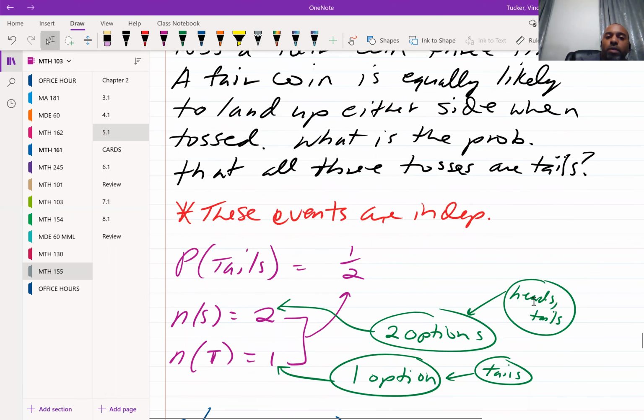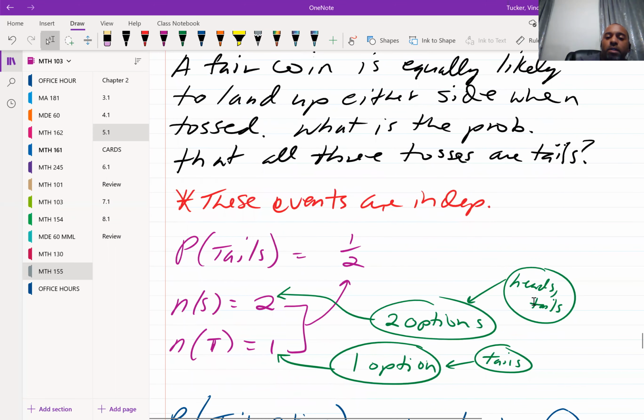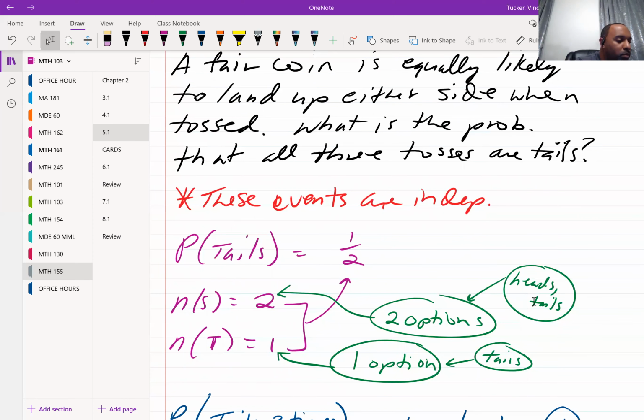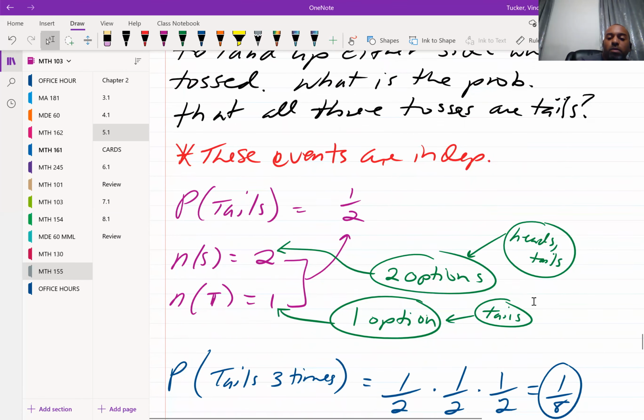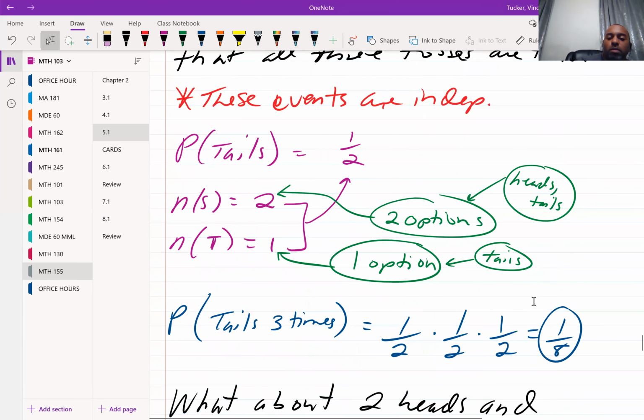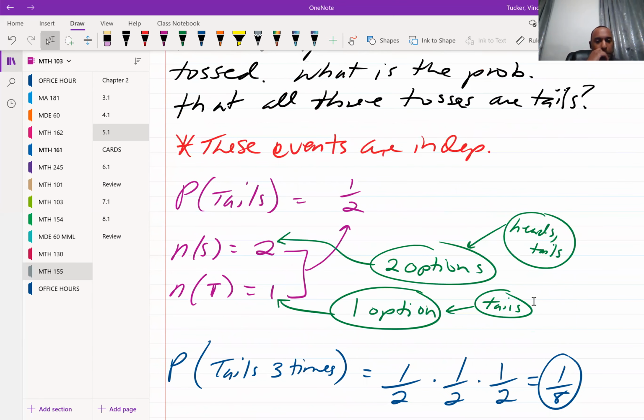So everybody written in black. Don't want to go up too far. If you're talking about the probability of landing tails 3 times, we're going to do 1/2 times 1/2 times 1/2. That'll give us 1/8.